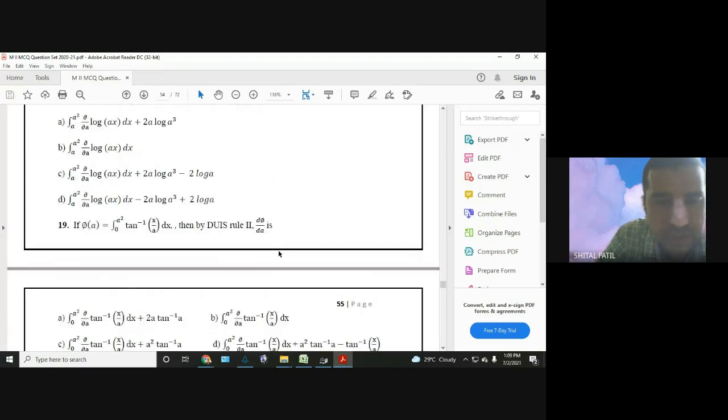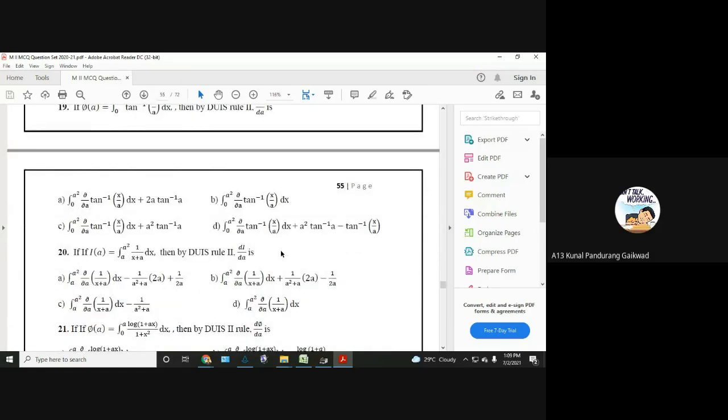Check whether C option is correct or not. Yes, sir.